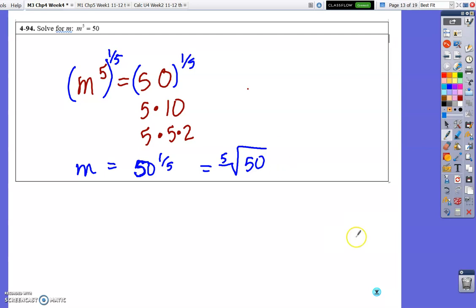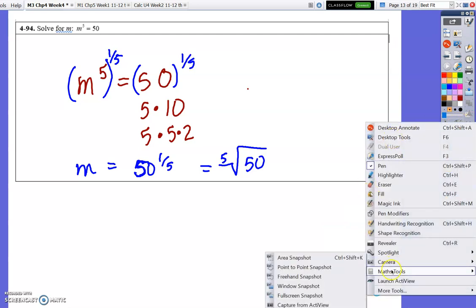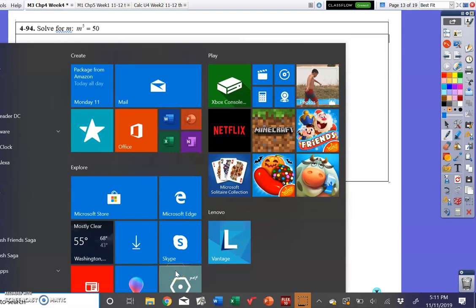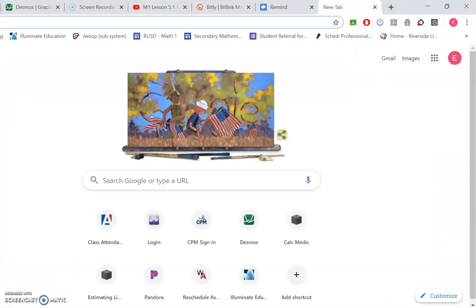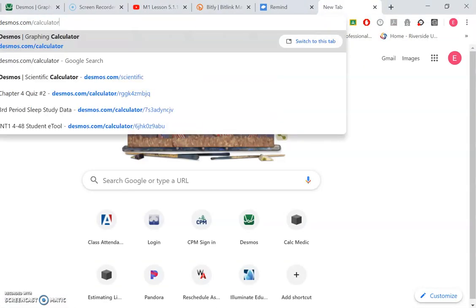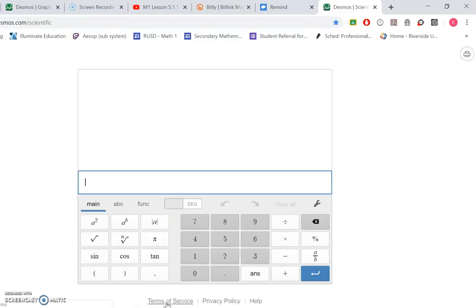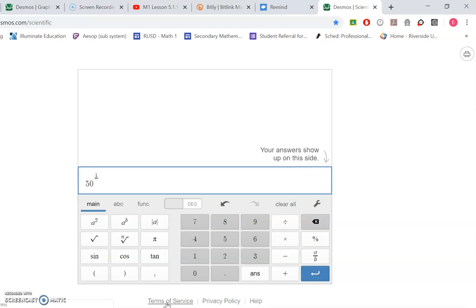I don't know if I can do a 5th root on the calculator on this computer. Let's double check. Nope. But I know how to find one. Decimal Scientific Calculator, 50 raised to the 1/5 power. And so there's my answer.